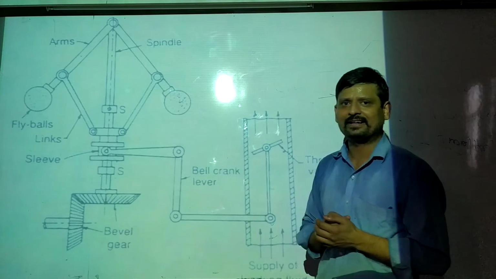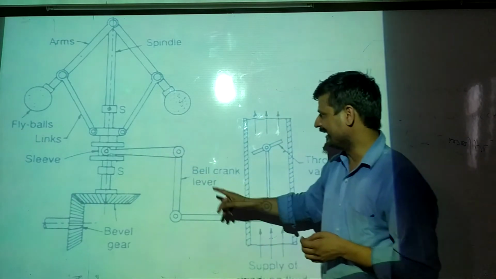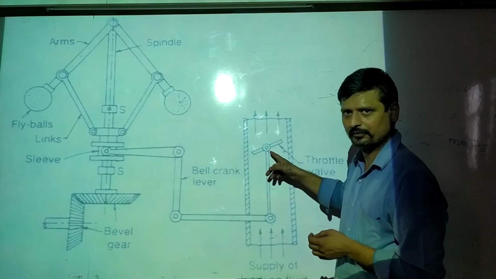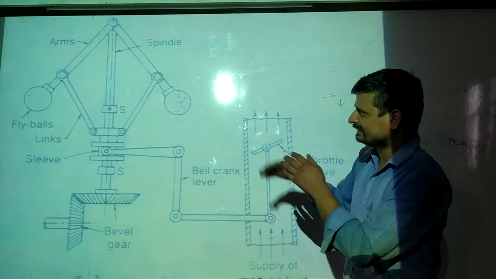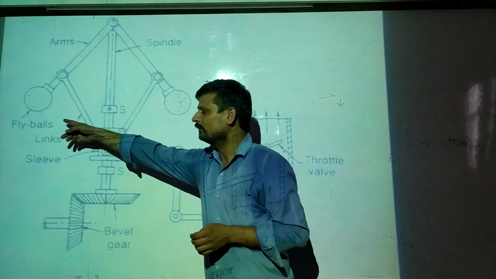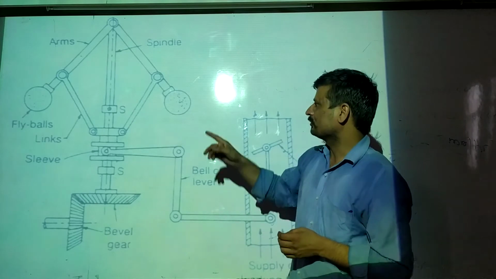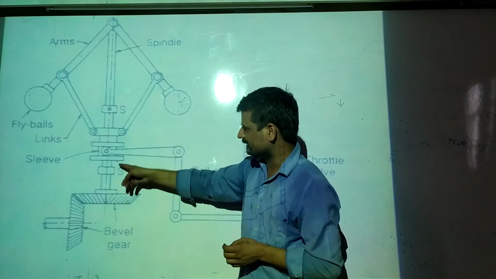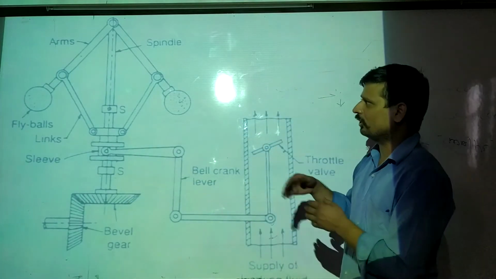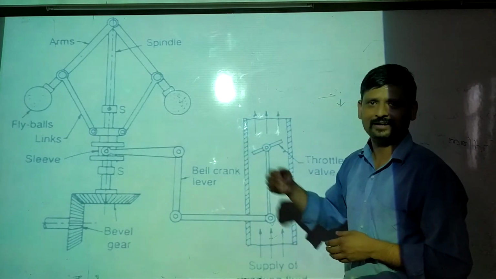So bell crank lever mechanism is attached to a sleeve, and one end of a bell crank lever mechanism is attached to a throttle valve. Okay, so this is the overall construction. Now one thing remains. These are the fly balls, which we also call governor balls. Okay, so these are the stoppers. I will discuss what these stoppers are and that's it. So this is all about the construction of a fly ball or mechanical governor.